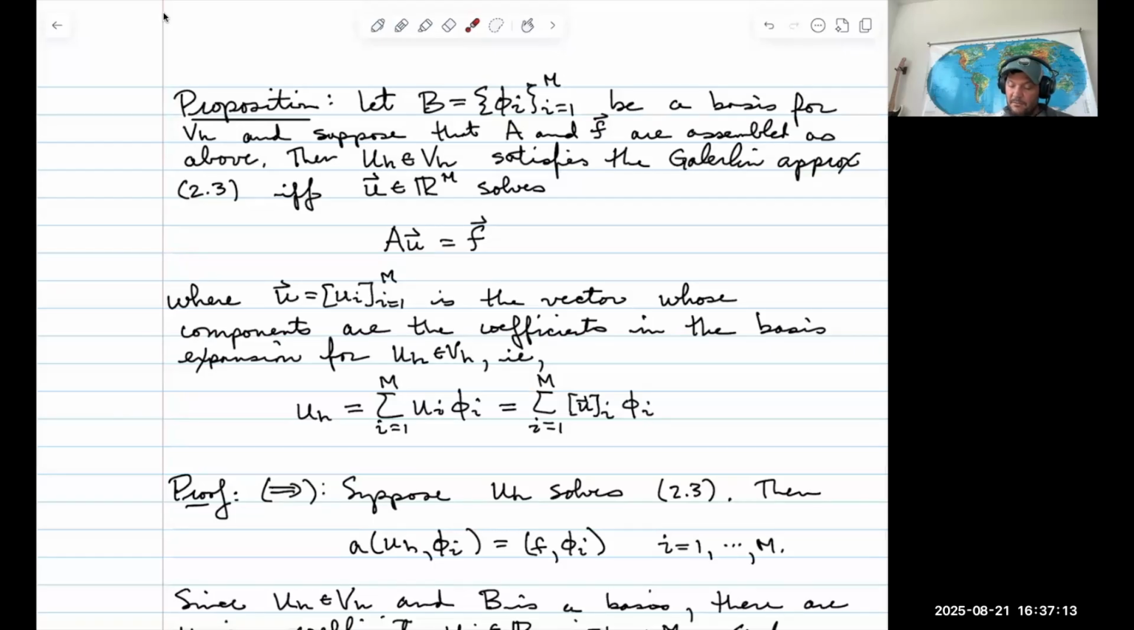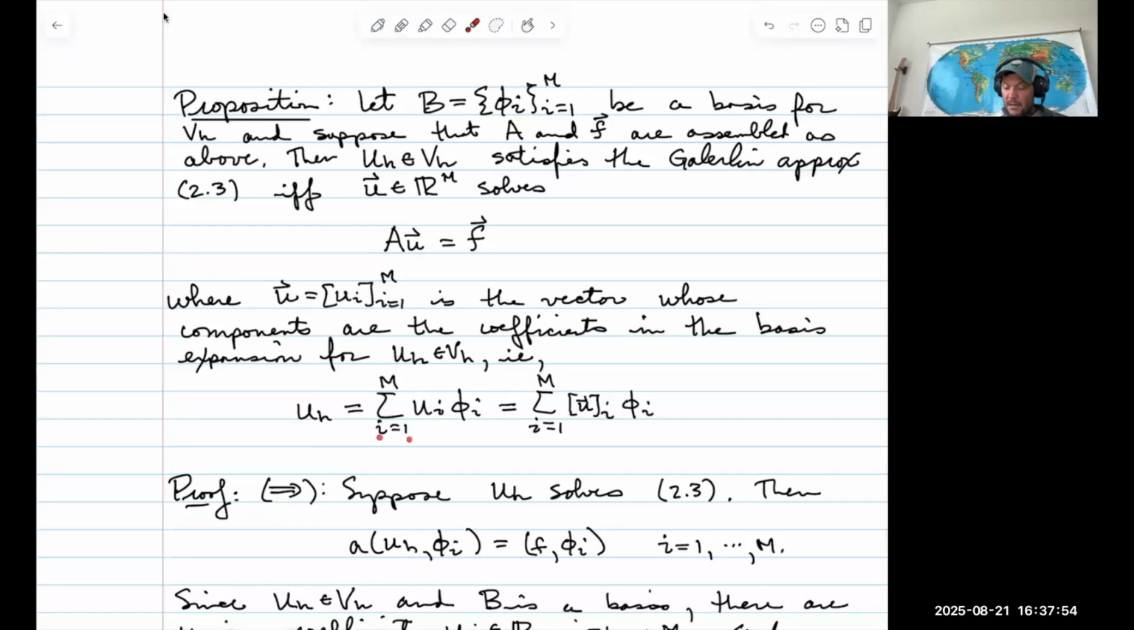It's a vector in R^m, that solves A u equals F, where u is the vector whose components are the coefficients in the basis expansion for u_h. In other words, u_h is written in the basis expansion. Remember, it has a unique basis expansion. So I could put the word unique in front of this word coefficients. So just keep that in mind. So u is the vector whose components are the unique coefficients in the basis expansion for u_h in V_h. Remember, this is a function, not a vector. This is a vector.